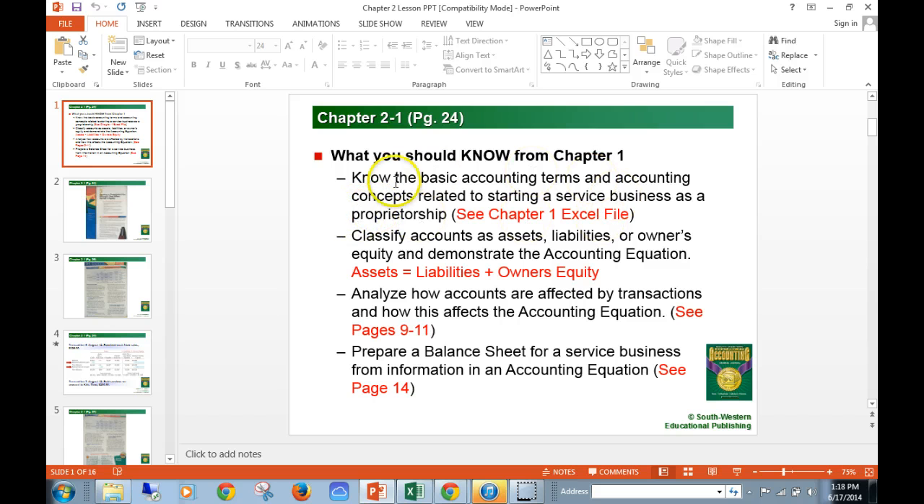So make sure we know the basic accounting terms. You'd find that in your Chapter 1 Excel file. Just going back, I had you write out all the terms for each of the sections there.